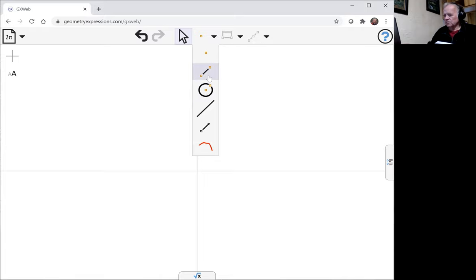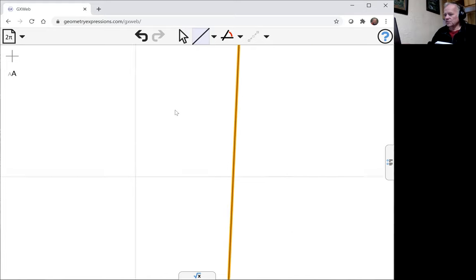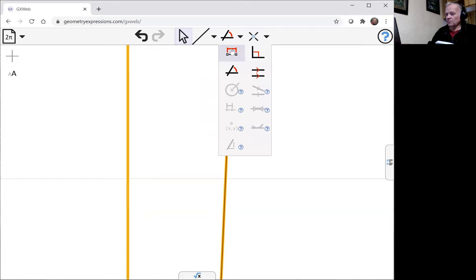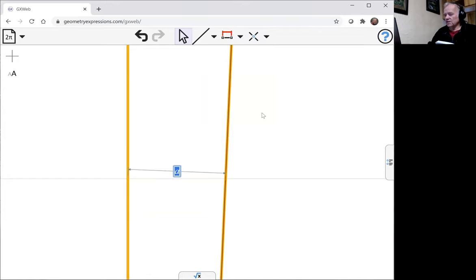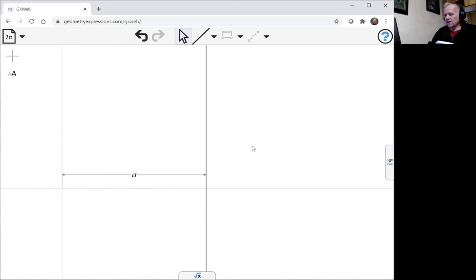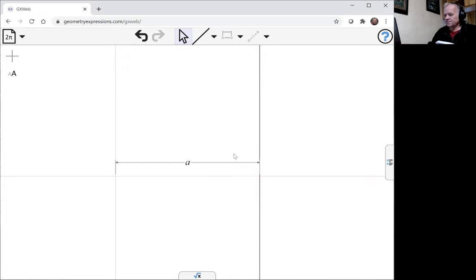So we will start by having a subsidiary line parallel to the y-axis, and we'll make it a particular distance away. We use the distance constraint between the two lines, make that distance A. So that makes them both parallel and specifies the distance between them.